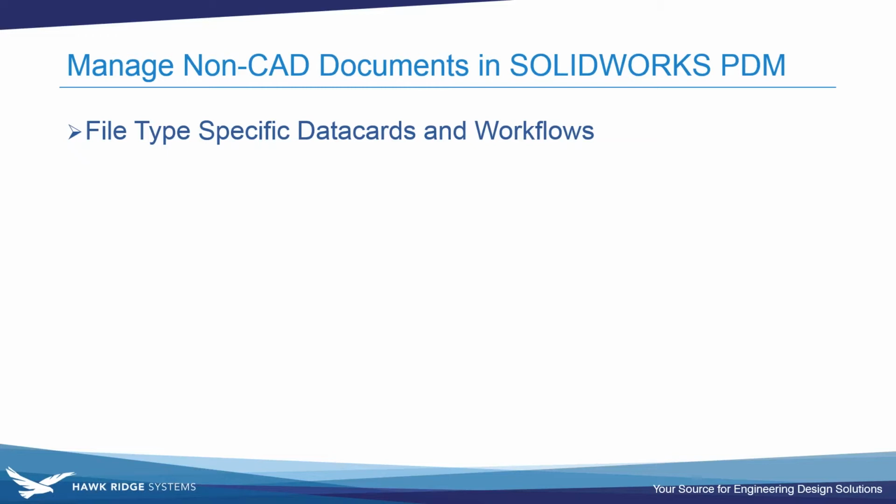So we can have different types of data cards, which are basically customizable forms that allow us to store additional information about our files. And we can have those customized based upon file extension. So we can have things like weight and material, which might be important for our CAD files, but then we can have different forms for our non-CAD documents that don't have those type of fields and have fields that are more applicable to those data types.